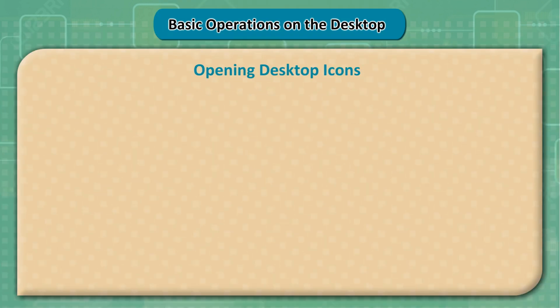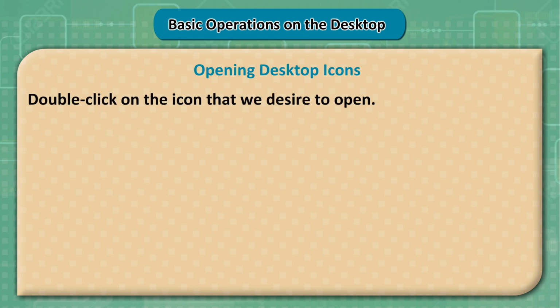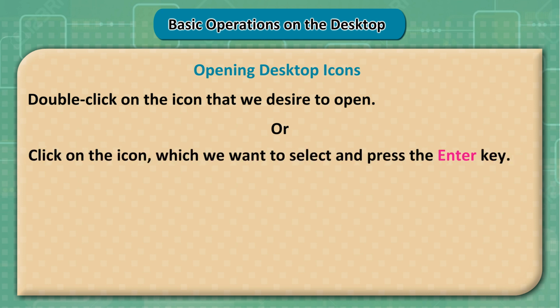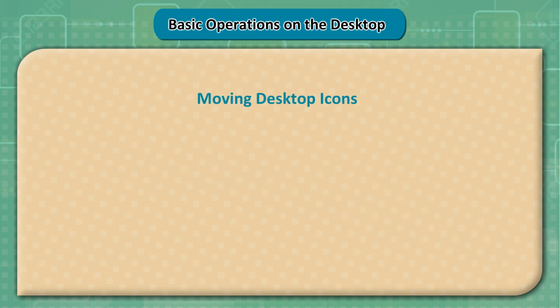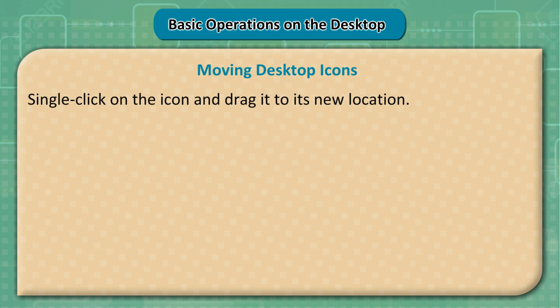Basic operations on the desktop. Opening desktop icons. Double-click on the icon that we desire to open. Or click on the icon which we want to select and press the Enter key. The application window will open. Moving desktop icons. Single-click on the icon and drag it to its new location.